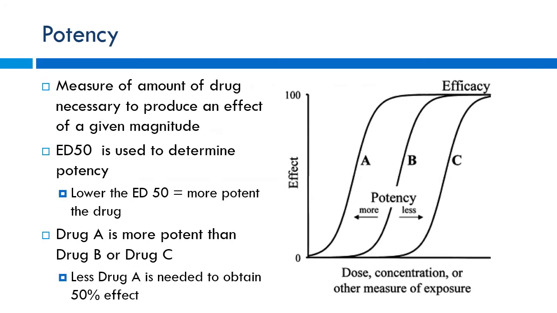Going into the potency, by comparing the ED50s of various drugs, we can determine how potent a drug is. Typically, the farther to the left the curve is, the more potent the drug is. That means I need less drug to get the same effect. The farther to the right, the less potent it is. So in this case, which is the most potent drug? A. The least potent? C. Perfect. So you already got that down.